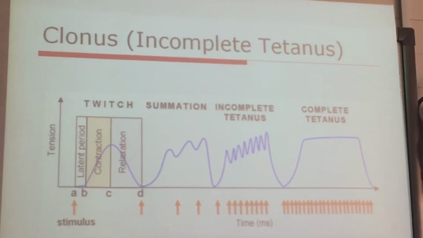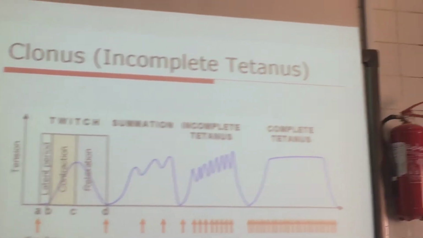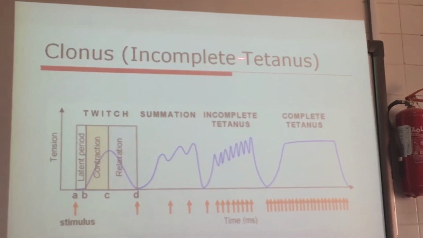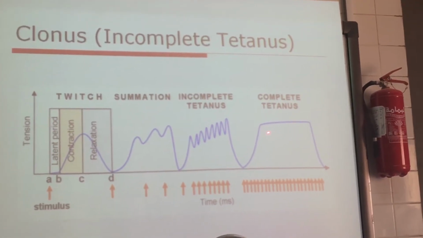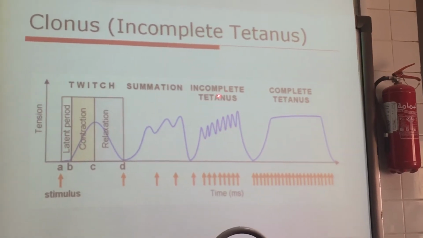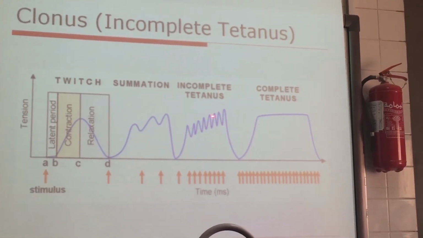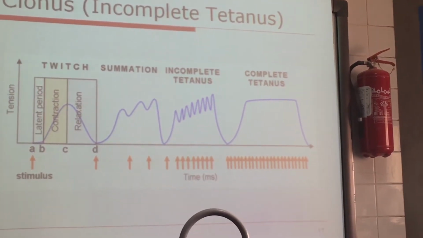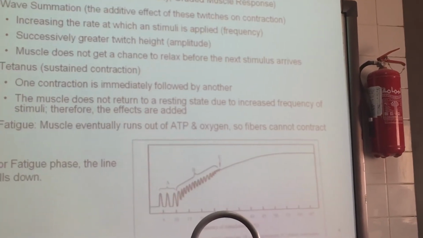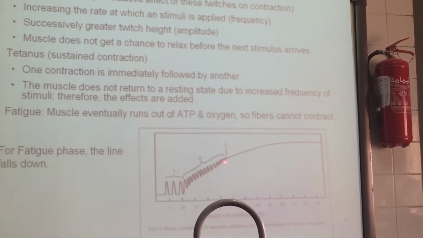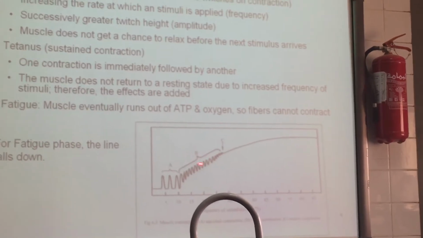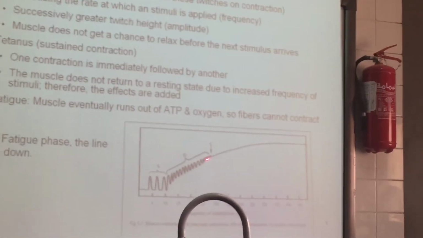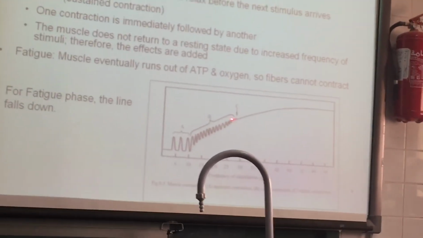What is clonus? Yes, let me complete. Clonus is just before tetanus. This is tetanus, complete tetanus. Just before tetanus, a phase that comes is called clonus. Let us see here. This is clonus. Okay? How about 3B?